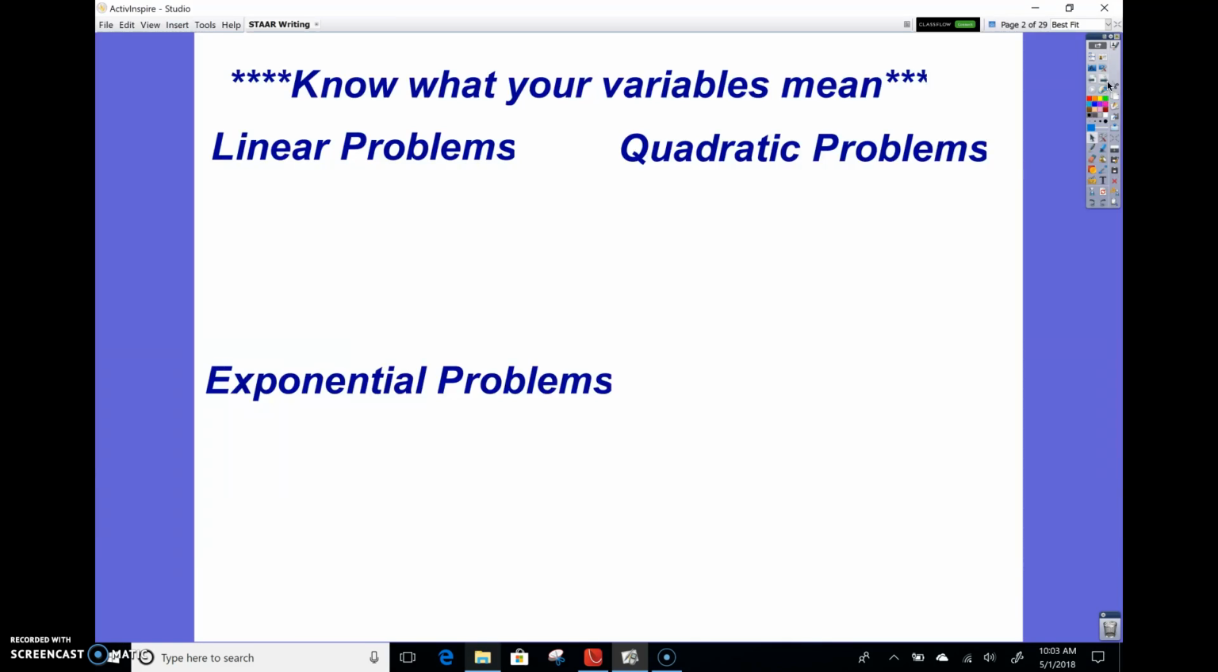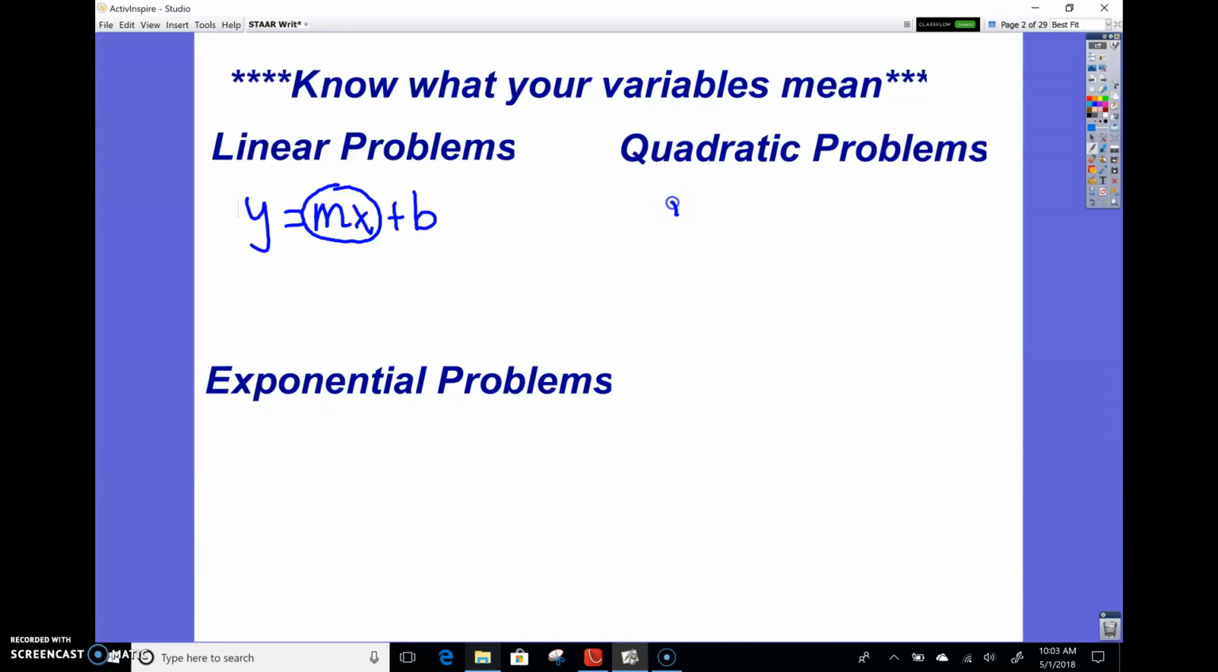What does the x mean? What does the y mean? What does the m mean? What does the a, whatever letter they use, you have to know what it means. For linear problems, most of your linear problems are going to look like y equals mx plus b. The number that you multiply is usually always next to the variable. You've got to remember to put those things together.